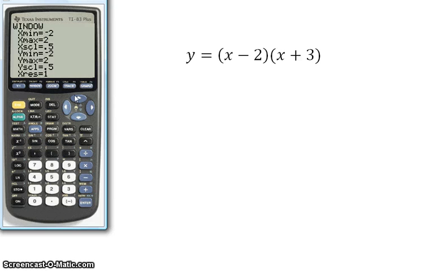Let's make the window different. So let's start back with our standard window. We'll start back zoom 6. Oh, and that's a pretty good window. So what are the zeros for this function? Let's build off of there.